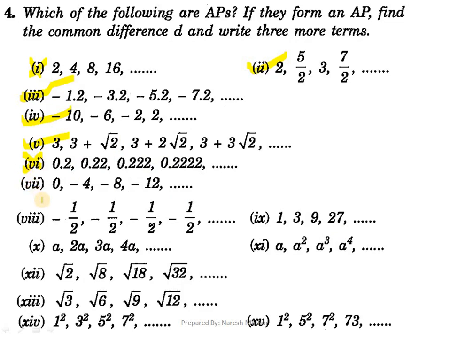In the next one, 0, minus 4, minus 8, minus 12. We can predict the next 3 terms directly: minus 16, minus 20 and minus 24. Because the common difference is quite visible, this is minus 4.